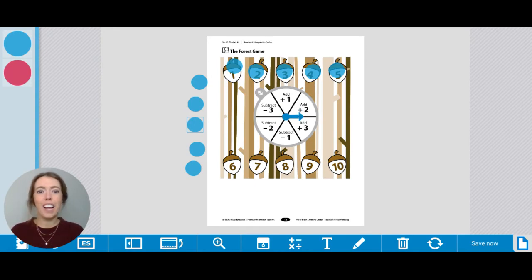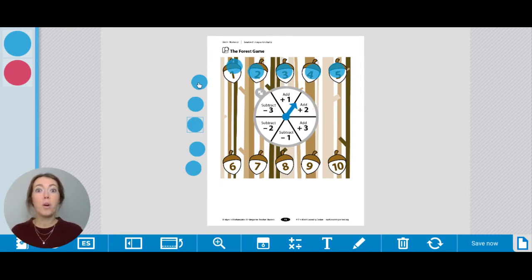Ooh, I think it landed right on the line. Let's spin again. Okay, it's barely here on the add two or plus two. So right now we have five markers here in the game. Now we're going to add two.